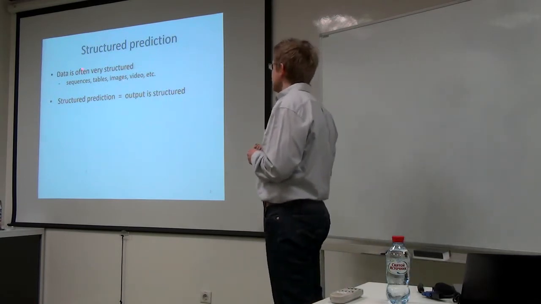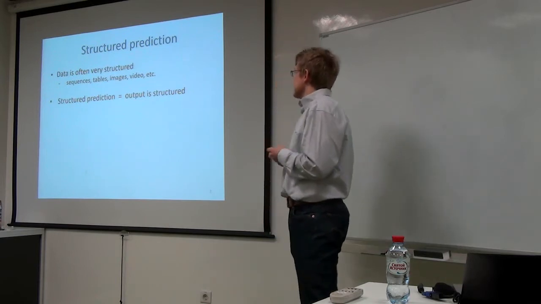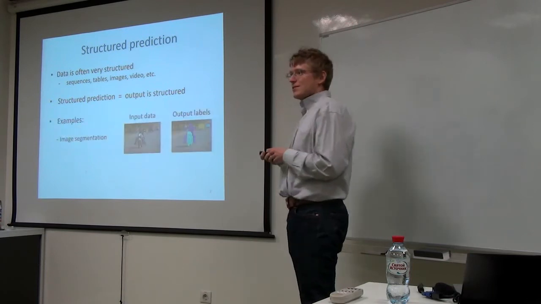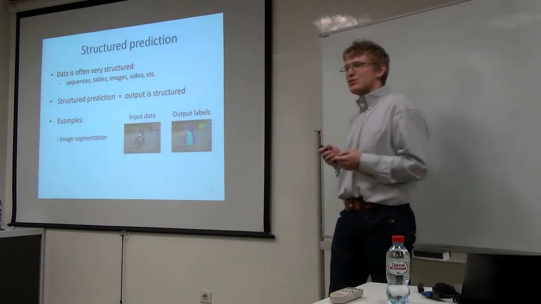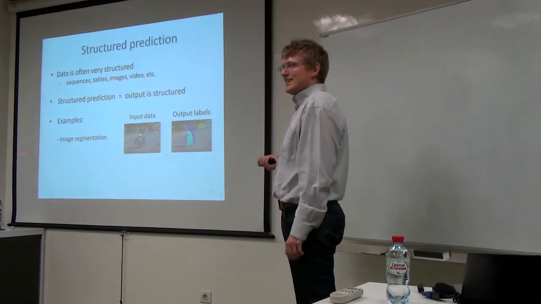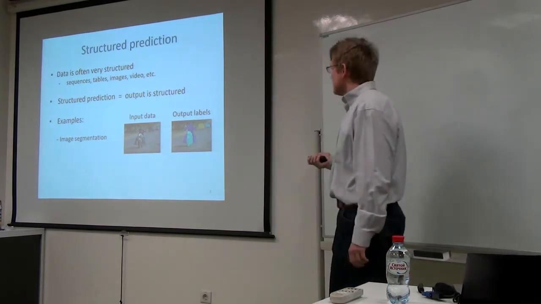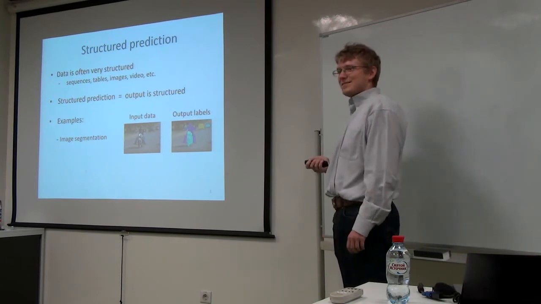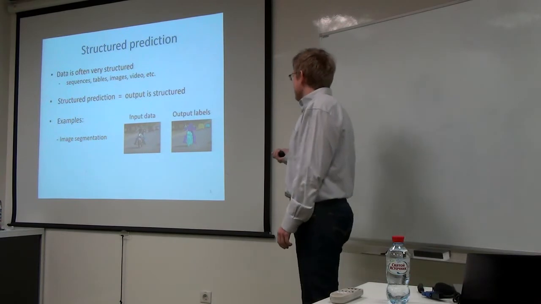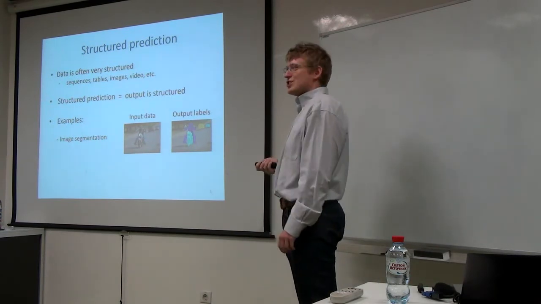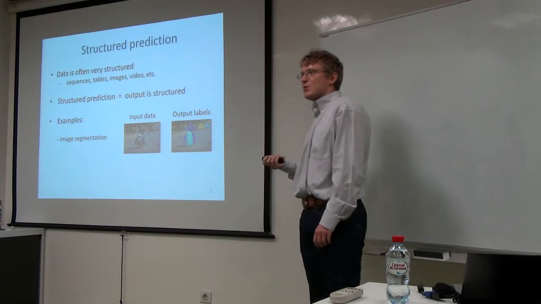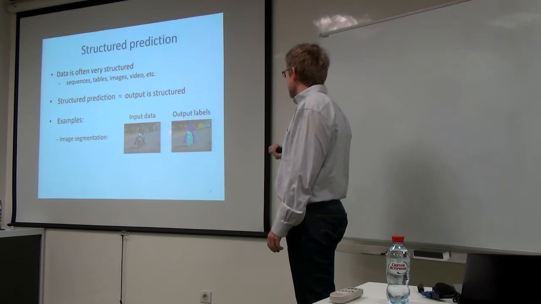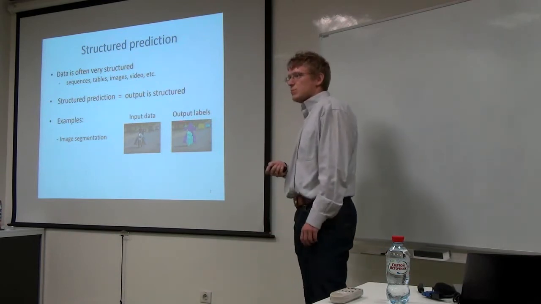Examples of data that is structured like that include sequences, tables, images, and so on. Now two examples of tasks that are classical for structured prediction. The first one is image segmentation. Probably many of you have heard of this. Here the input data is an image, and the task is to predict a label for each pixel. Clearly these labels have to be connected with each other, and neighboring pixels probably have similar labels. That's why modeling this structure and these connections is very important.